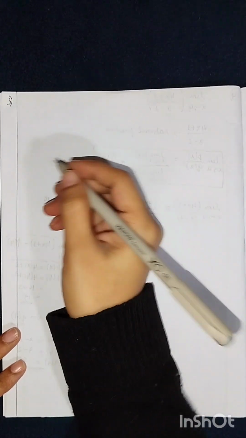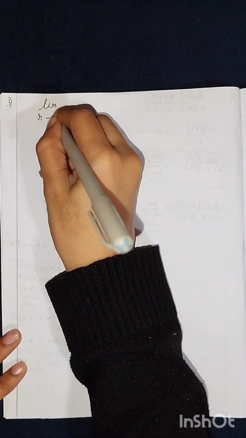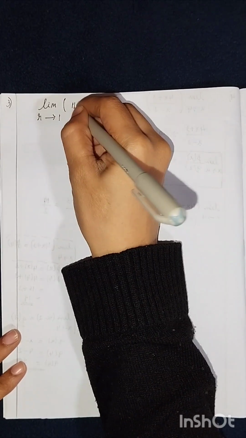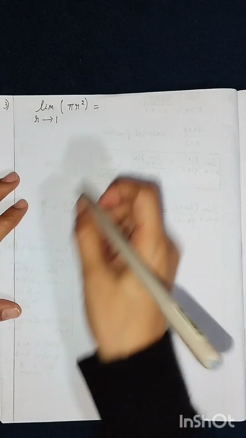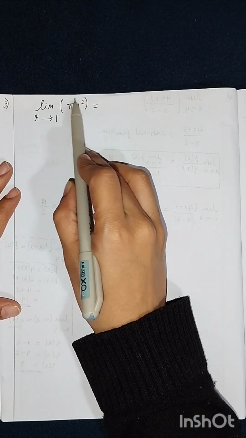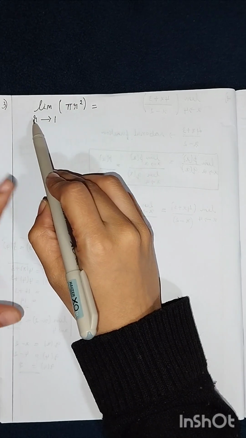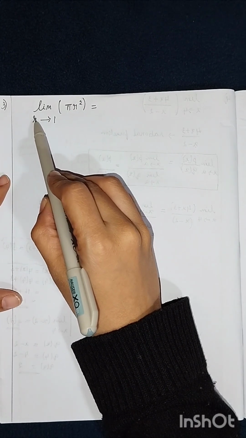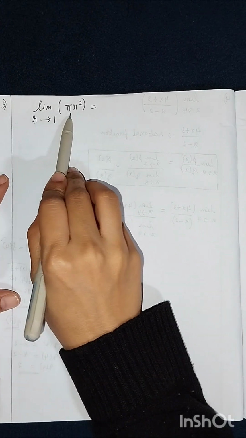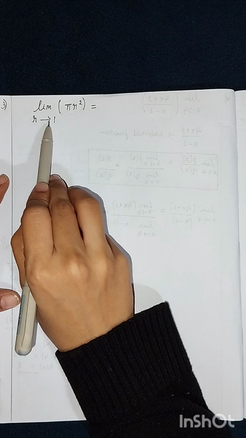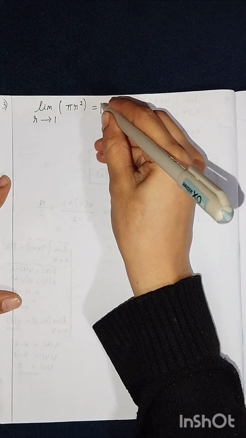Question number 3. Limit r tends to 1, pi r square is equal to. Okay. Now the function is in the form of pi r square. They have not given x like how it was in the previous sum. They have given r. So if you observe this carefully, this is radius. This is area. So radius tends to 1. Area of the circle approaches what value? So that we have to find out.